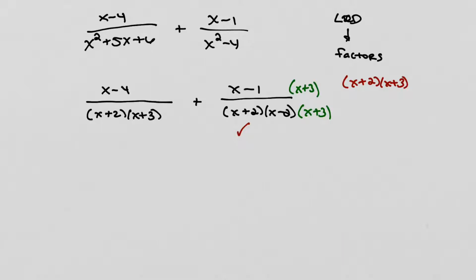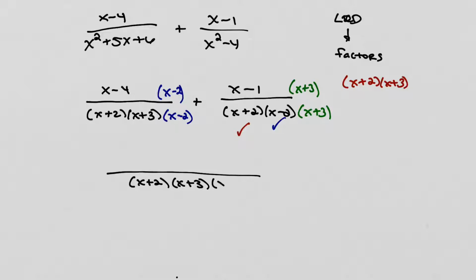Right? And then if you look at the second one, it has an x minus 2 in it, but the first one doesn't. So I need to get an x minus 2 down there. So I'll multiply the top and bottom here by an x minus 2. And now we finally have our common denominator of x plus 2 times x plus 3 times x minus 2. And then up top in this first part, we had an x minus 4 times an x minus 2. And then it's plus, right, because of that little symbol right there, x minus 1 times x plus 3.